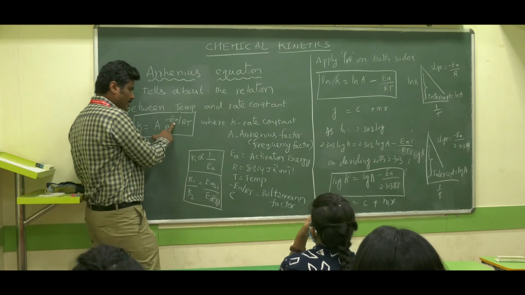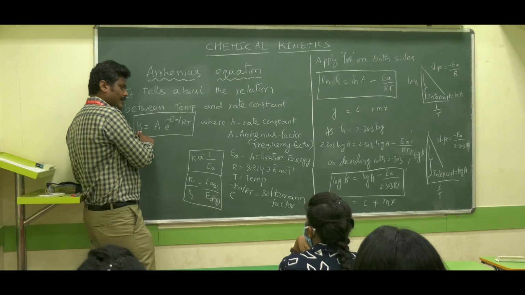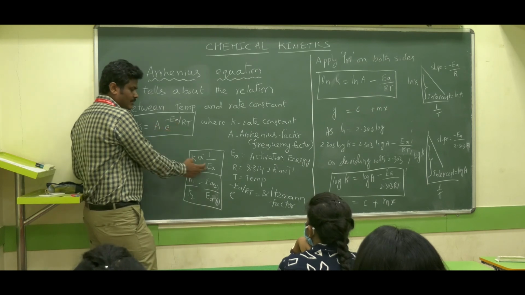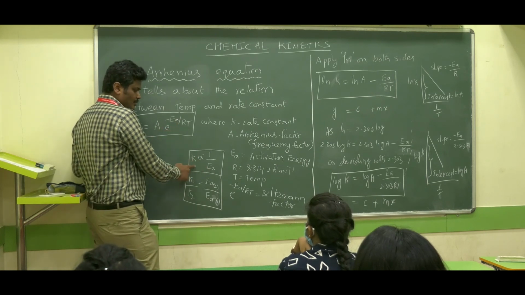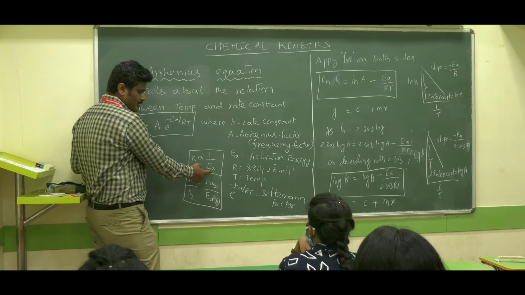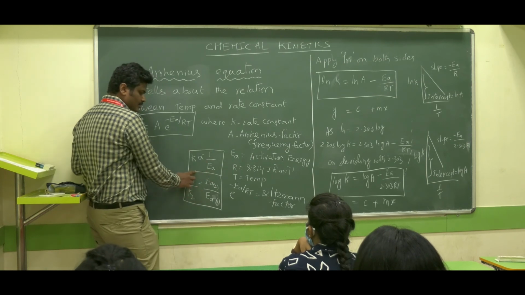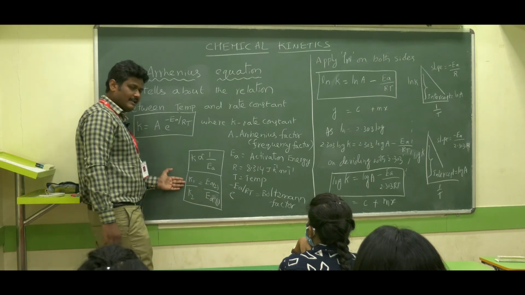More importantly, we have to take the relation between rate constant K and activation energy, that both are inversely proportional to each other. So you can say K1 by K2 equals Ea2 by Ea1. Based on this we can have questions for JEE and NEET.